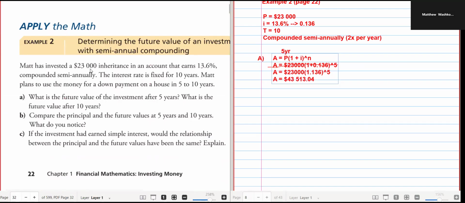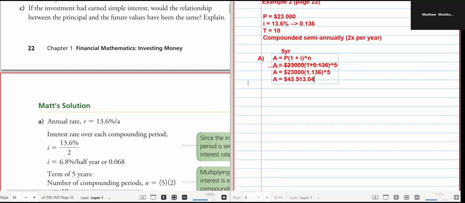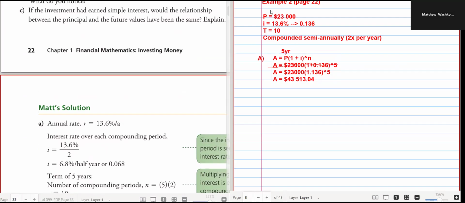I messed up, guys. We made a mistake, and I did this intentionally. What did I forget from this stuff up here? What of these 4 things did I forget? I have the P, I have the I, I have the term, right? It's either 10 or 5. I forgot to deal with the compounded semi-annually. This interest rate, right? I'm crossing this out. And I'm going to write an explanation. I did not compound semi-annually.